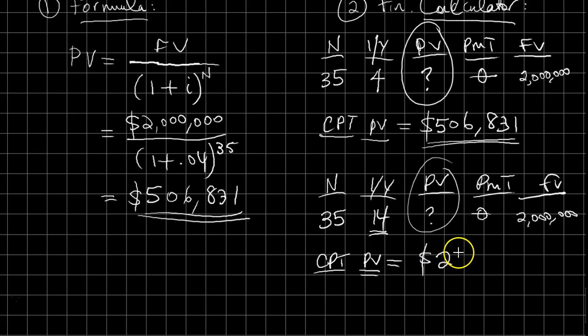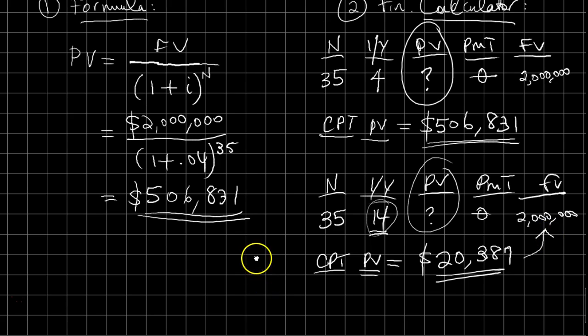It's quite shocking that a single investment of slightly more than $20,000 would be sufficient in that case if you can guarantee a 14% return annually, year after year, for 35 years. That would grow into $2 million.